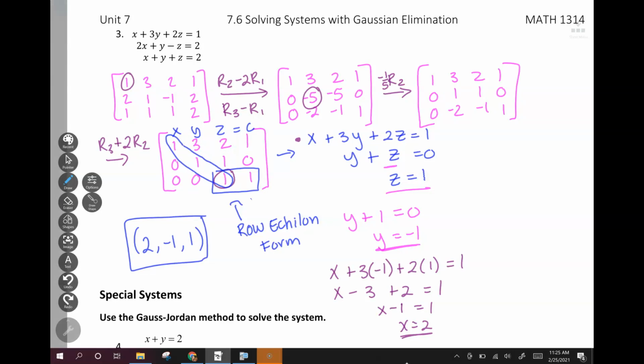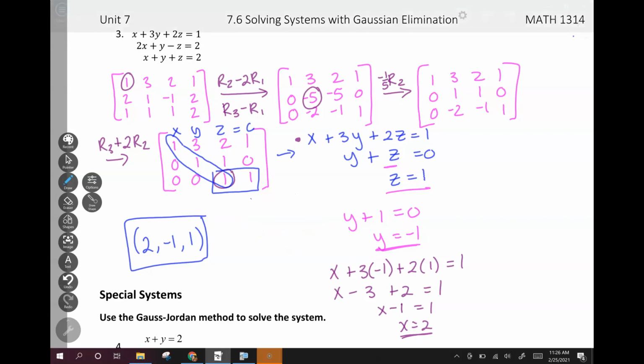The cool thing about row reduced echelon form is that once you have that, where you have only 1s in the diagonal and 0s above and below those 1s, these numbers in the far right column are your solutions. Those numbers in the far right column are your solutions. So actually what I'm going to do is I'm going to show you that process.